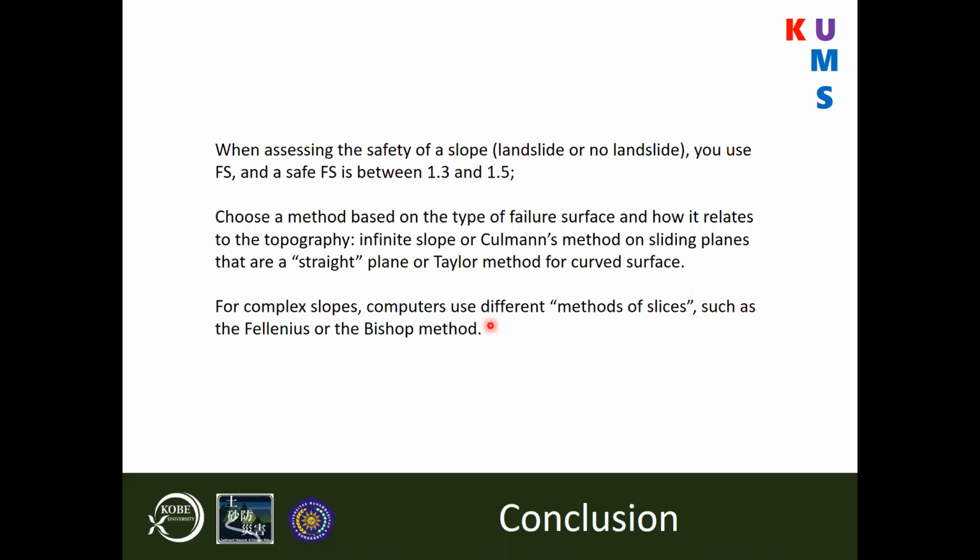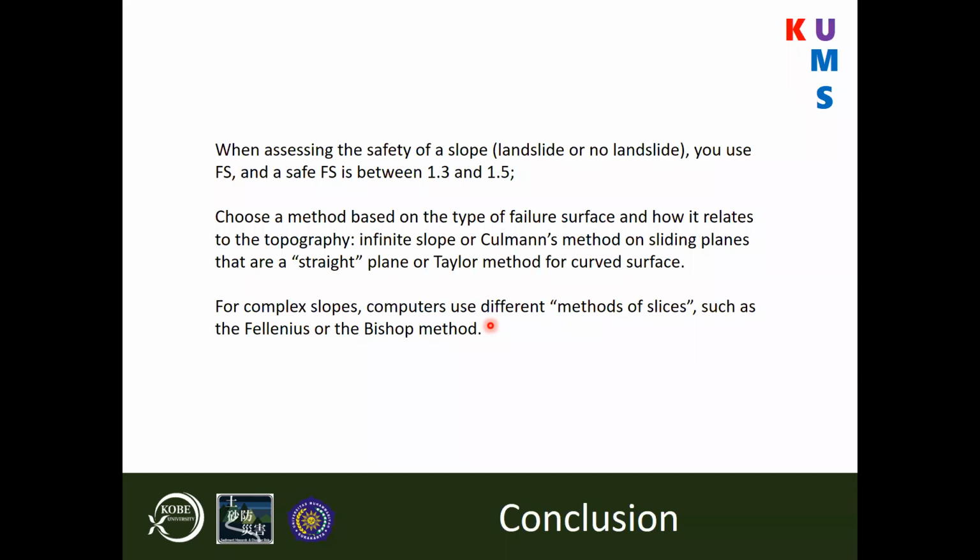When you're assessing the safety of slope, you can use FS, which is a factor of safety, and a factor of safety between 1.3 and 1.5 is a good factor of safety. You can choose your methods based on the type of landslide, the type of slope that you have, and the type of subsurface. For instance, when you are in a volcanic area, when you have volcanoes like at Merapi volcano, you will use the infinite slope model because you have a lot of layers that are parallel to the surface.